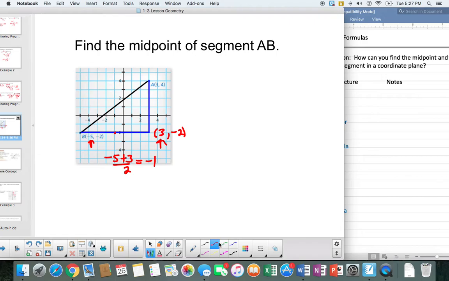Now I'd like to find the midpoint between the y coordinates here. And again, I'm going to find the average, and then this answer will be 1. So right here at 1, that's the halfway point at 3 units here, 3 units here. Now if I were to go across here, and I were to go up here, this point right here that has an x coordinate of -1 and a y coordinate of 1 is what we call the midpoint of segment AB.